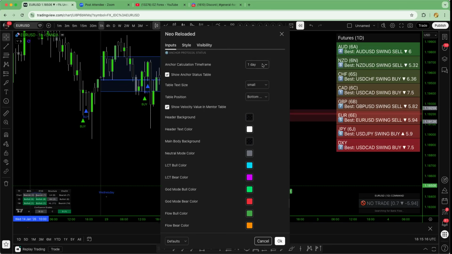So regardless, whatever time frame you set this to, realistically, your best thing is just to set this to chart. That's your best thing because whatever time frame you go through, when you click on the chart, it will move the anchor table to that time frame. Do you understand? Yeah. It's now changed. Look, you can see that.